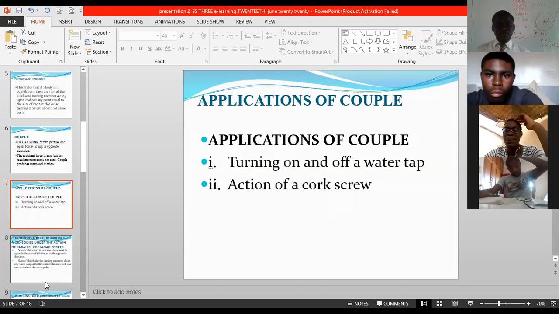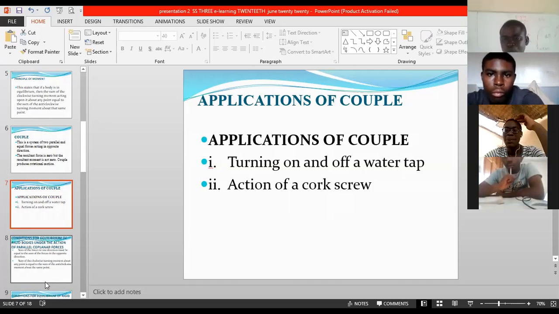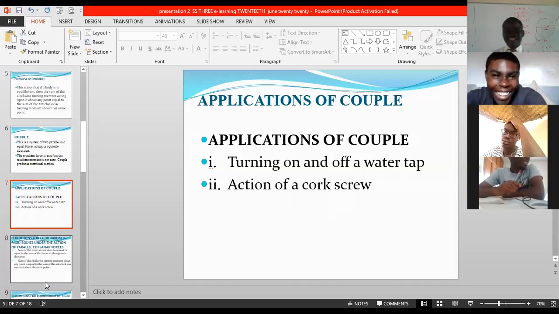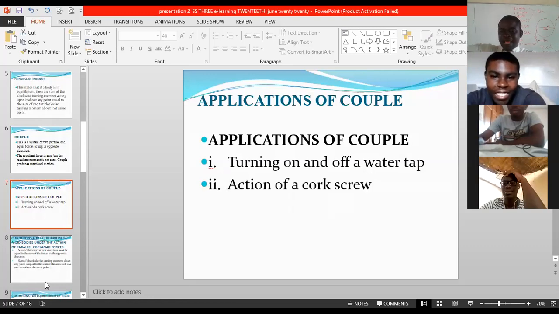Then the second one is the action of a corkscrew. Do you know a corkscrew? Achem, what is a corkscrew? So that thing, when you buy wine. Thank you very much. Achem, I believe you, 100%. Maybe you want to take a Pure Heaven drink. That is the corkscrew. So it operates on the application of a couple.